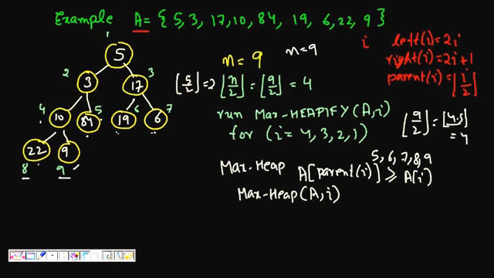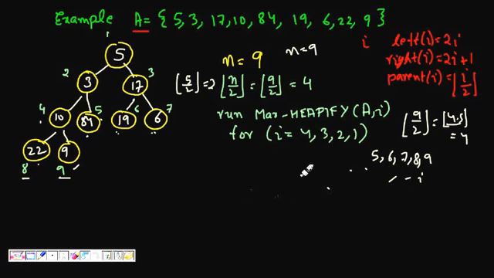So let's clean this a bit and try out the example here. So run max heapify A comma i for i is 4, 3, 2, 1. We will decrement i and we will start from the first node which has children. So now let's see what happens.